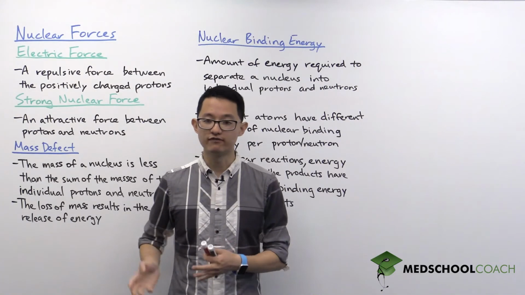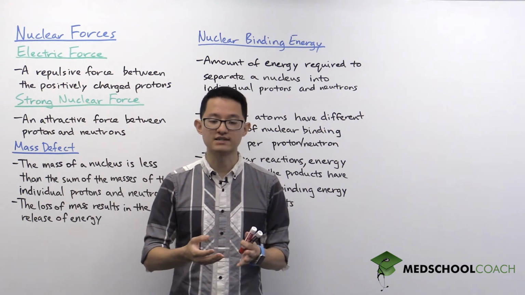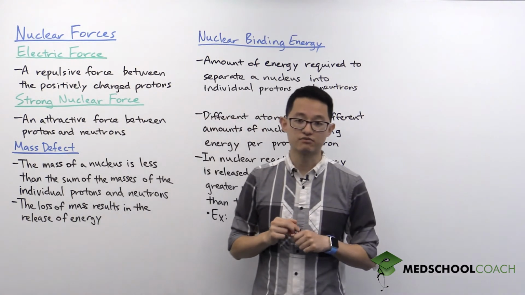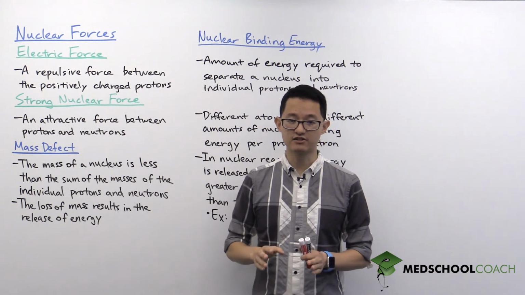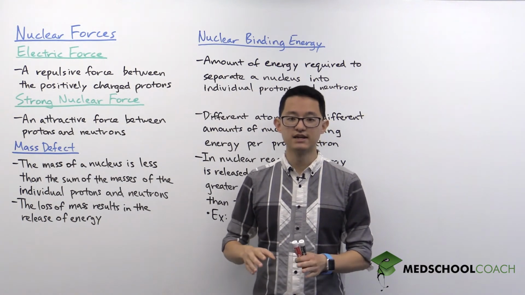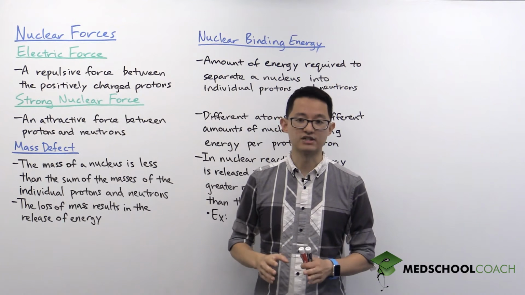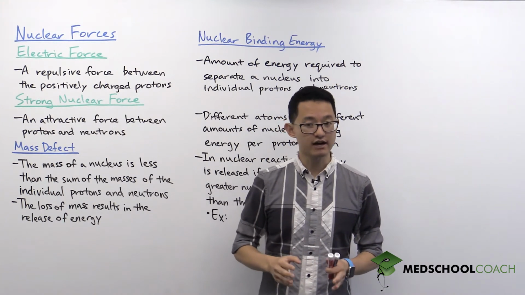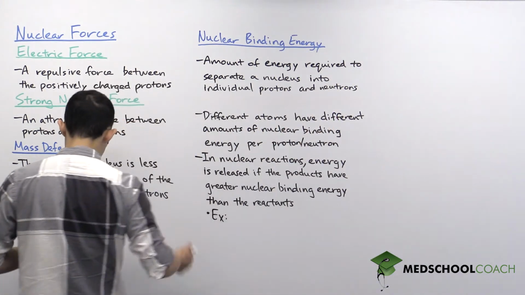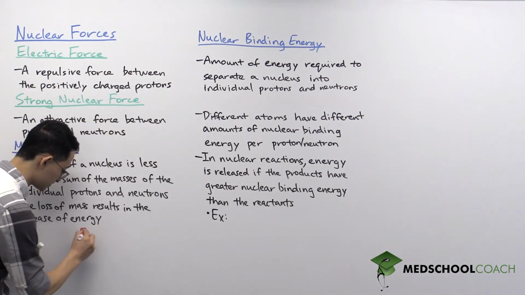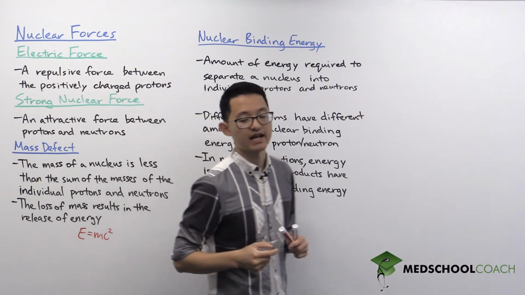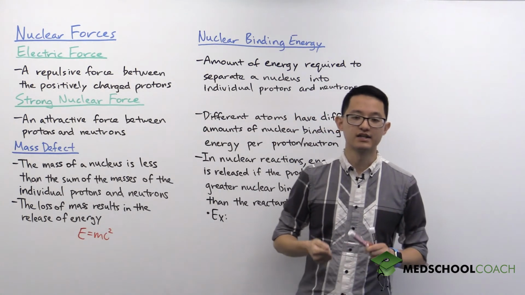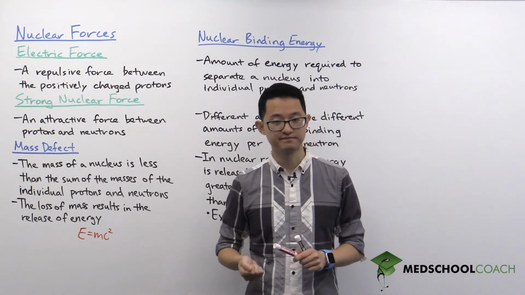So that means when you form a nucleus, you lose mass. And that loss of mass is what is referred to as the mass defect. And as it turns out, when mass is lost, you also release energy at the same time. And you can calculate the amount of energy that's released using Einstein's famous equation, E equals mc squared, which shows us that the more mass that is lost, the more energy we release.